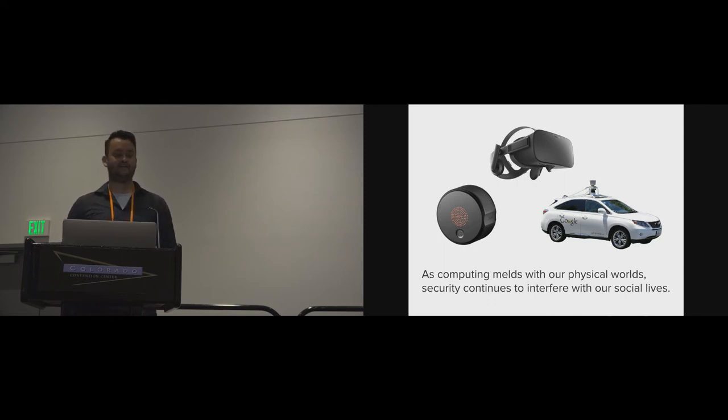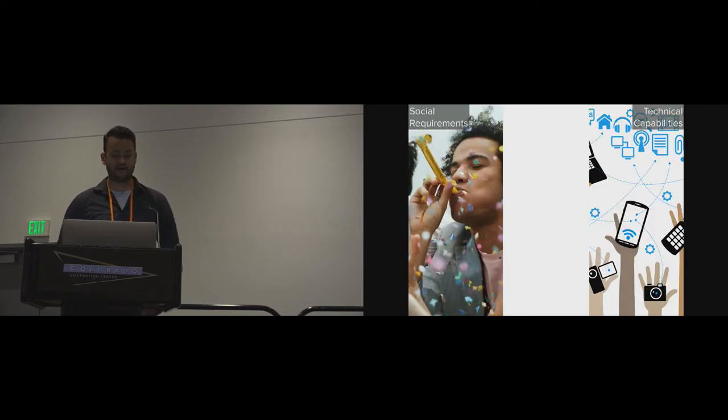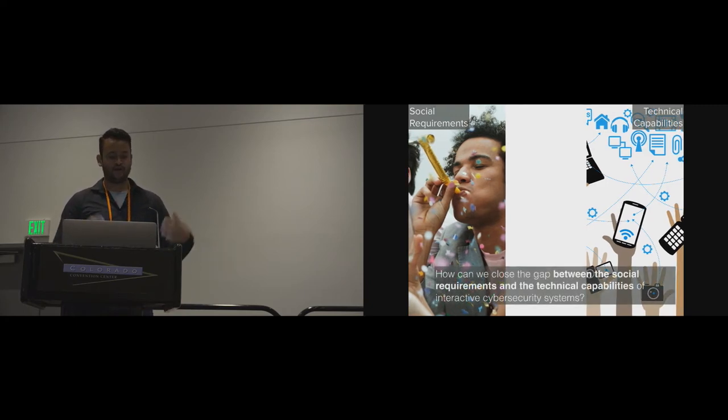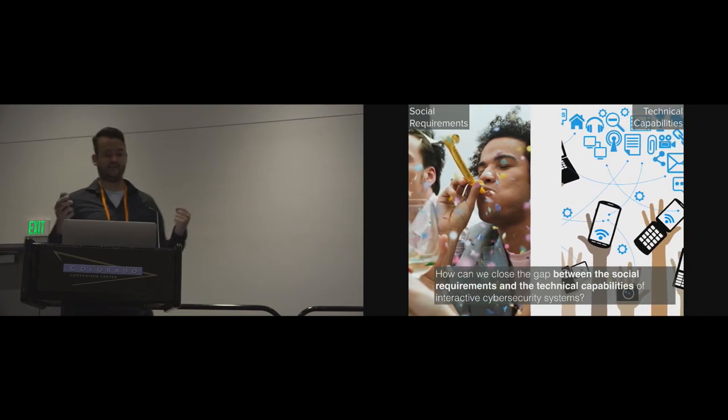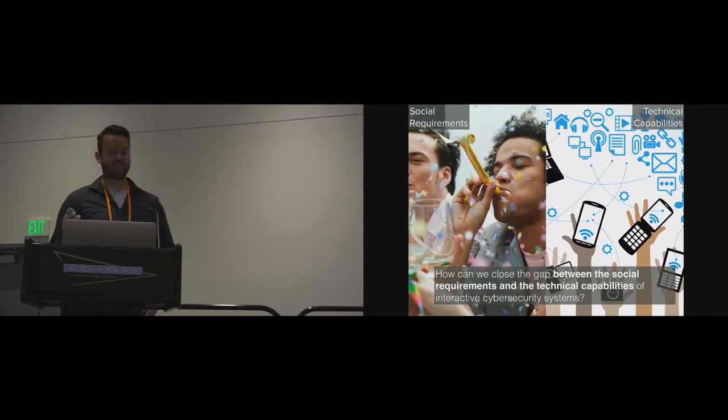So our existing models of security and usable security should evolve to have a better understanding of social context. So rather than end with a bold statement about how Thumprint's going to change the world, I'd instead like to end with a question, which is: how can we close the gap between the social requirements and the technical capabilities of interactive cybersecurity systems?